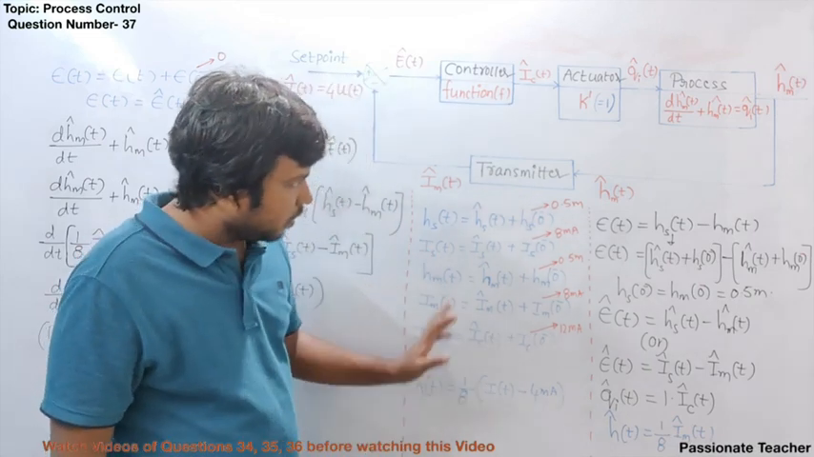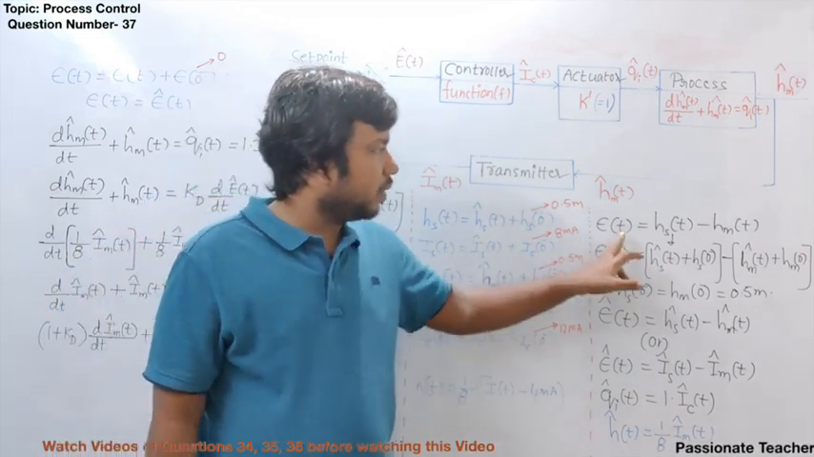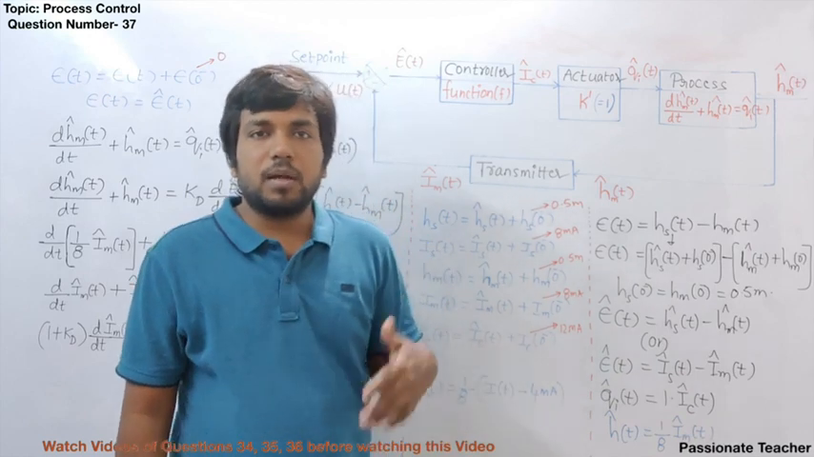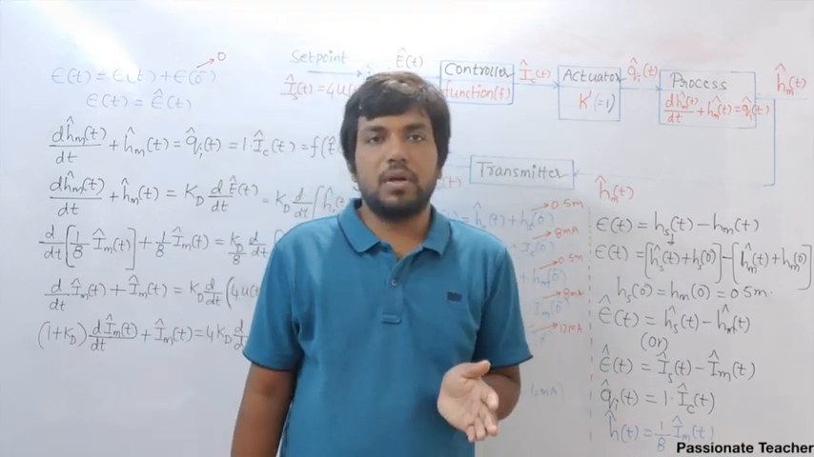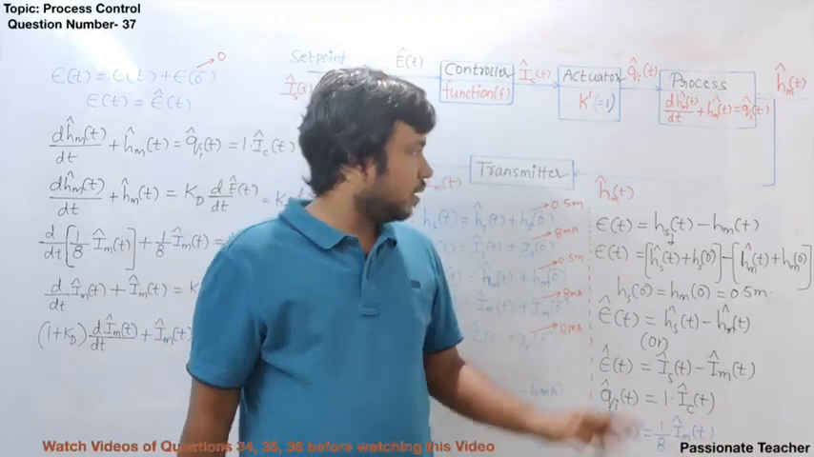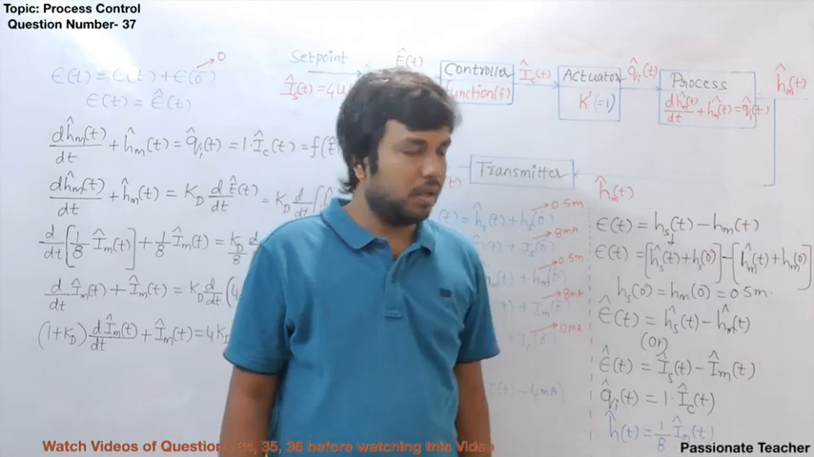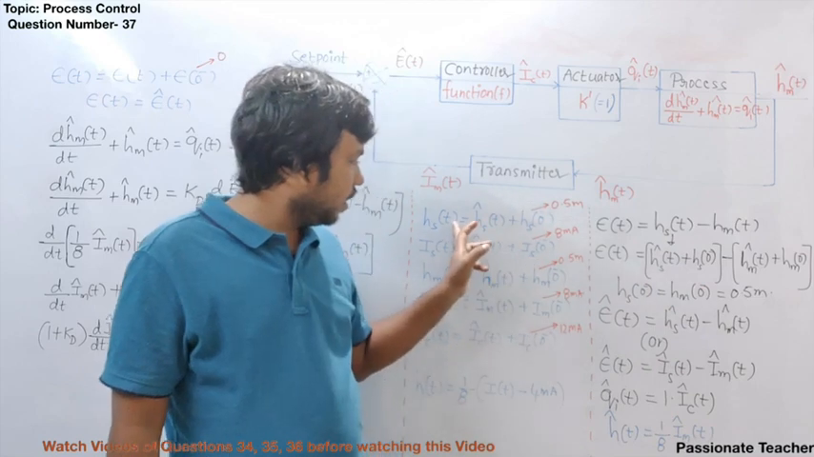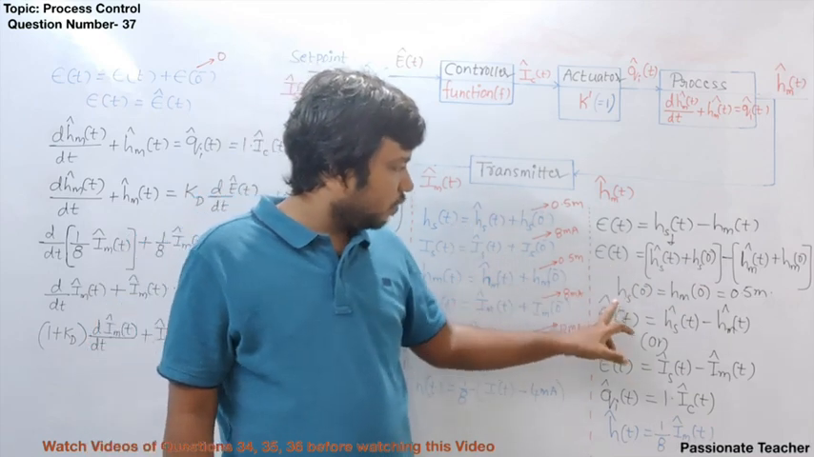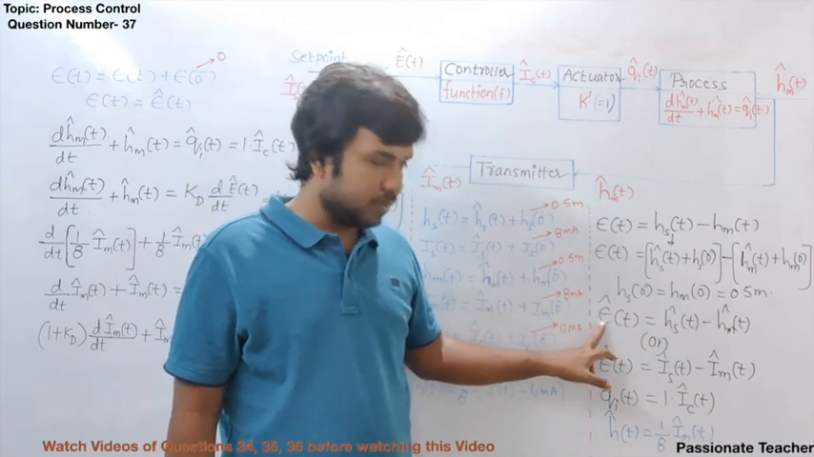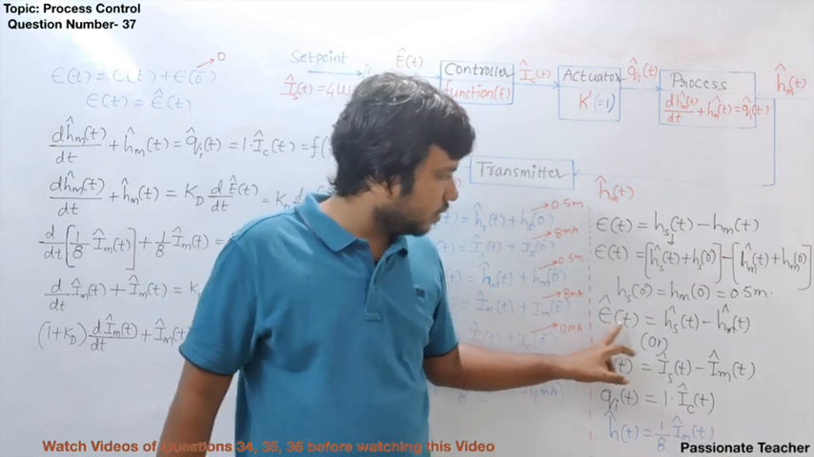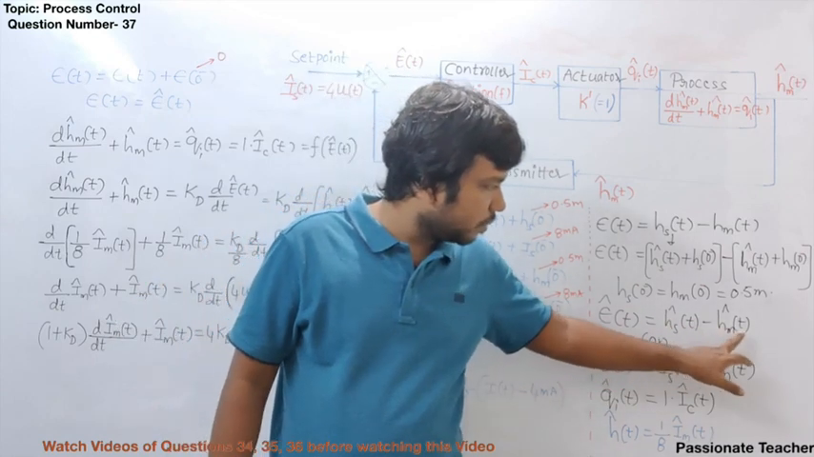Now, the good thing about this is, when it comes to the error with respect to time, error can be denoted in terms of the water level, or error can be denoted in terms of the current. In terms of water level, it becomes Hs of t minus Hm of t, and if we substitute all these things, we get E cap of t, that is the deviation in the error, equal to Hs cap of t minus Hm cap of t.